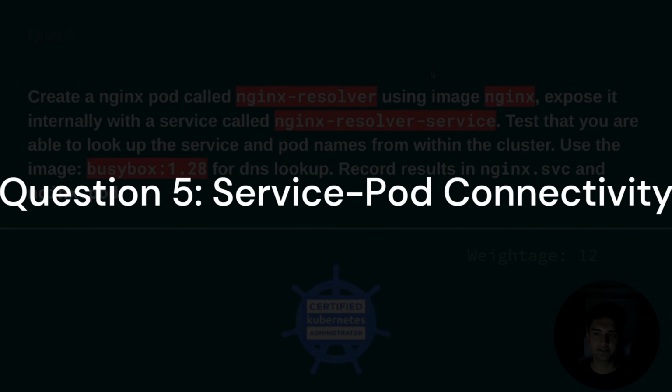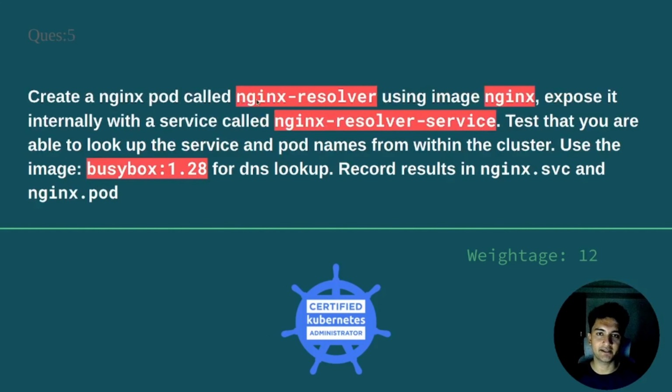The next question is, create an Nginx pod called nginx-resolver using the image nginx. Expose it internally with a service called nginx-resolver-service. Test that you are able to look up the service and the pod names from within the cluster. Use the image busybox for DNS lookup. Record results in nginx.svc and nginx.pod.